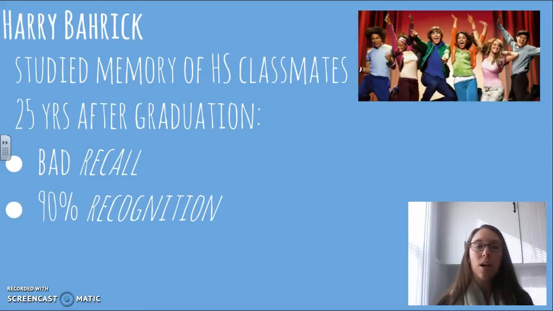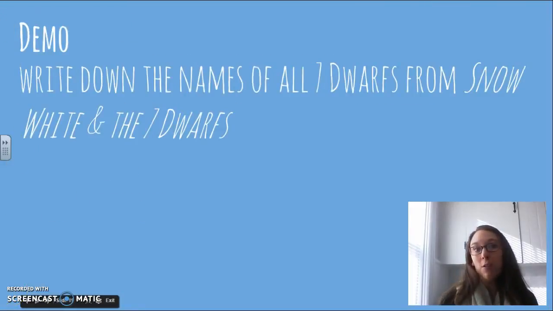And what he found was that the recall task did not go well. People did really, really poorly at recalling their high school classmates. However, people's recognition was very, very good. They were at about 90% success rate at that. So this is just one of the many findings which supports this idea that recognition tends to be a lot easier than recall. If you want to try it yourself, you can attempt to write down all of the names of all of the 7 dwarfs from Snow White and the 7 Dwarfs.